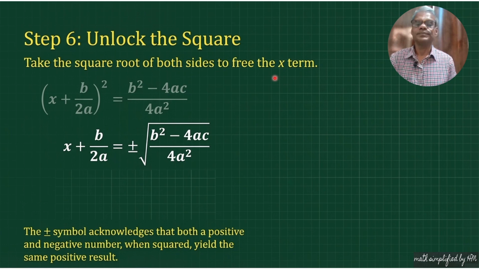Now unlock the square. Take the square root of both sides to free the x term. We have the equation (x plus b upon 2a) whole square is equal to b square minus 4ac upon 4a square. Taking square root of both sides, we get x plus b upon 2a is equal to plus or minus under square root b square minus 4ac upon 4a square. The plus and minus symbol acknowledges that both a positive and negative number when squared yield the same positive result.